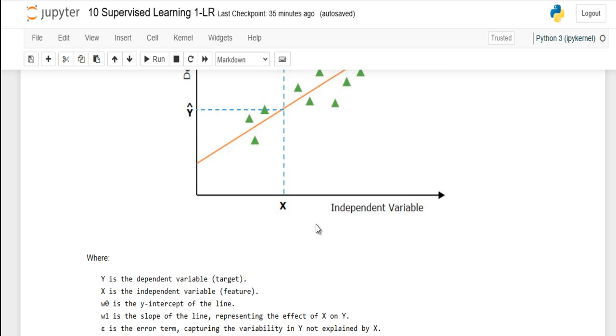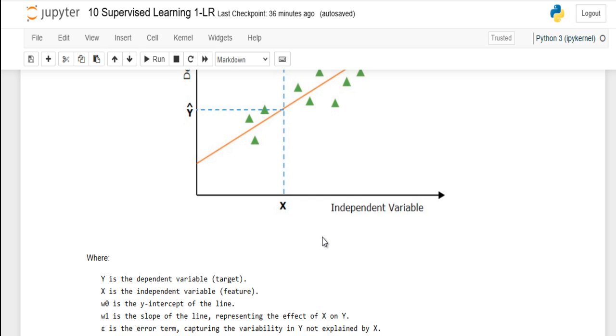Now, y is our dependent variable, which we call the target in machine learning, and x is our independent variable, which we call the feature in machine learning. W0 is the y-intercept of the line, which I showed you in the equation, and W1 is the slope of the line, representing the effect of x on y. So what is the effect of x on y? It is the effect x has on y as we model, and the error term captures the variability in y not explained by x.